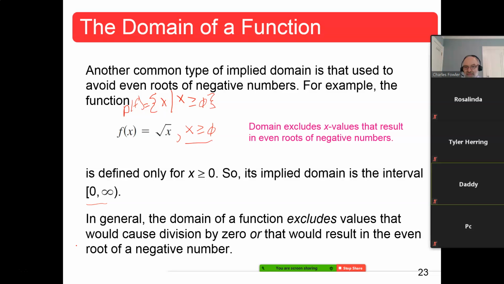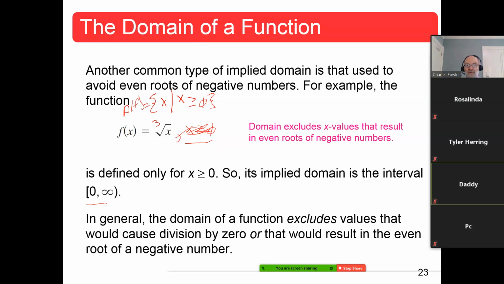In general, the domain of a function excludes values that would cause either division by 0 or that result in trying to take a square root, or an even root, of a negative number. Now, just for your information, if this had been a cube root here, you can take the cube root of anything. This would be all real numbers. You wouldn't put anything there.